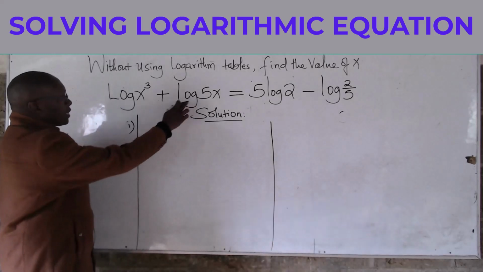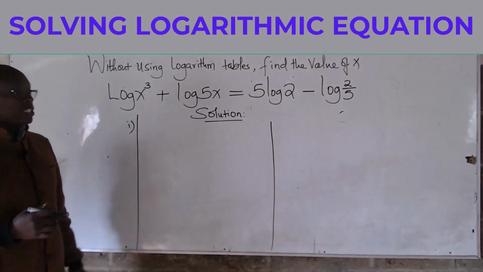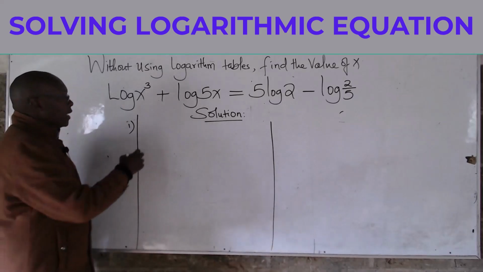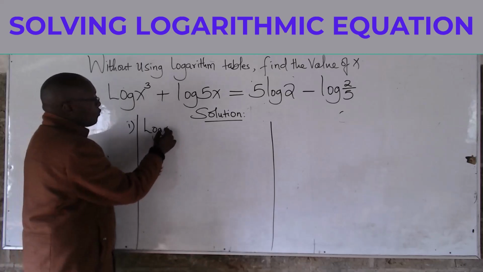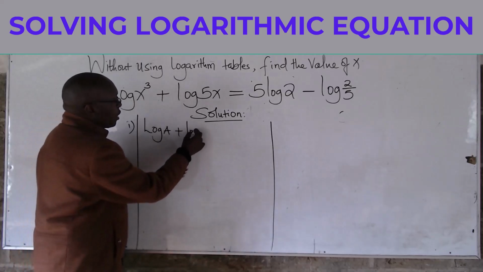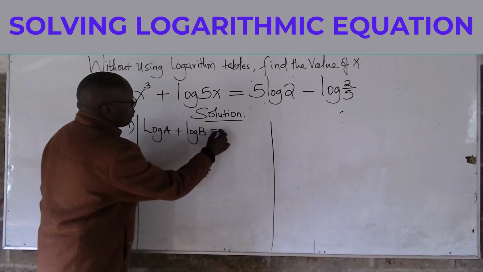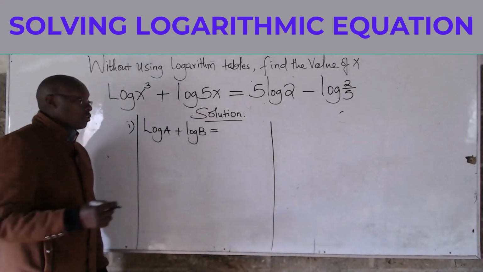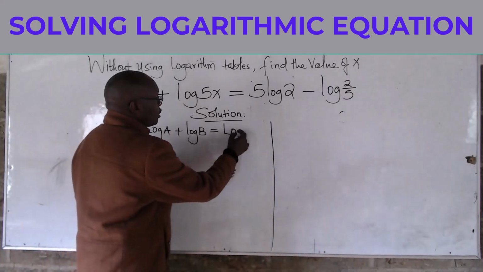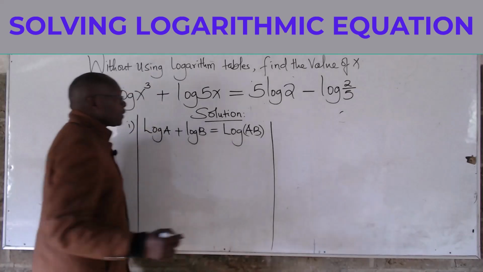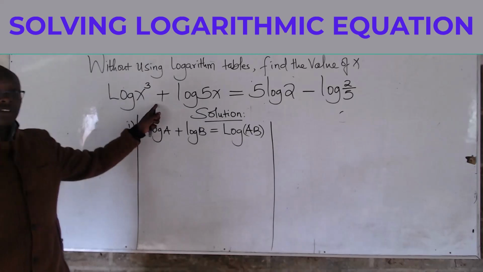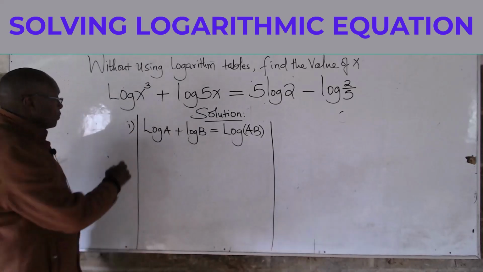When you look at the left-hand side of the equation, there is a basic law that you're going to use, and I will state it here. Given logarithm of A plus logarithm of B, this one written as a singular logarithm can be simplified to logarithm of A times B. That is what you're going to use on the left-hand side of the equation.